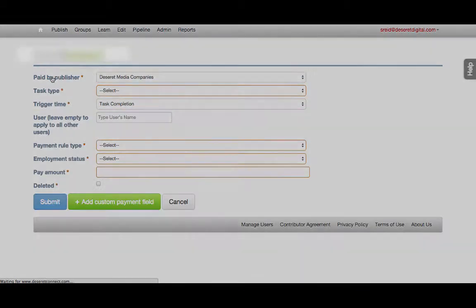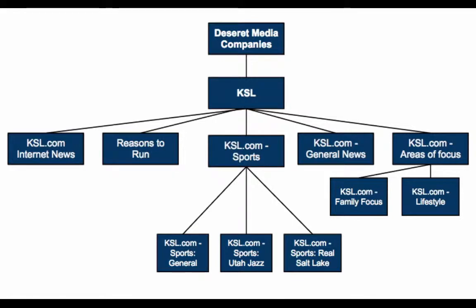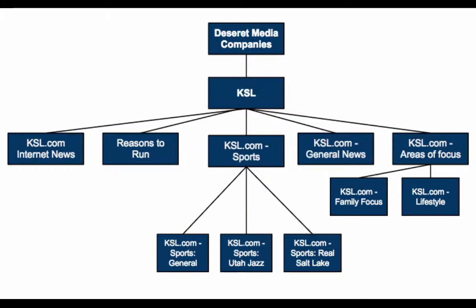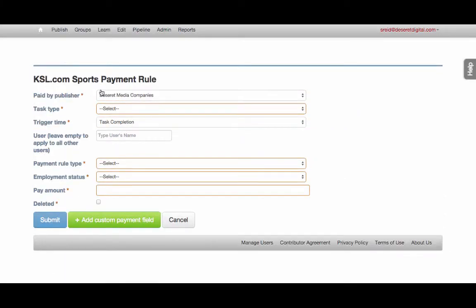When you create a payment rule, the rule will apply to tasks associated with stories that belong to that group and any group below in the publisher group tree. The pay rule trickles down, meaning, in this example, if I create a payment rule in the KSL Sports group, it will only apply to any story that belongs to that group or any group below it, such as a Utah Jazz story.